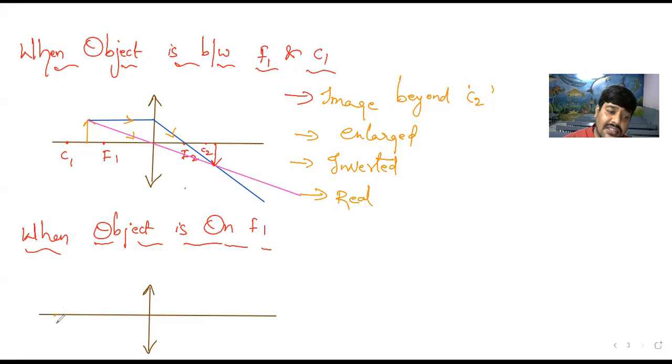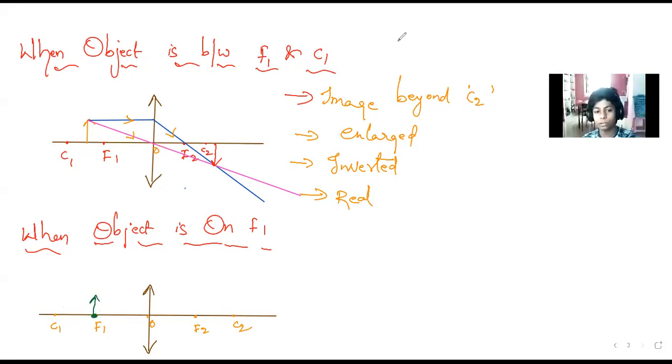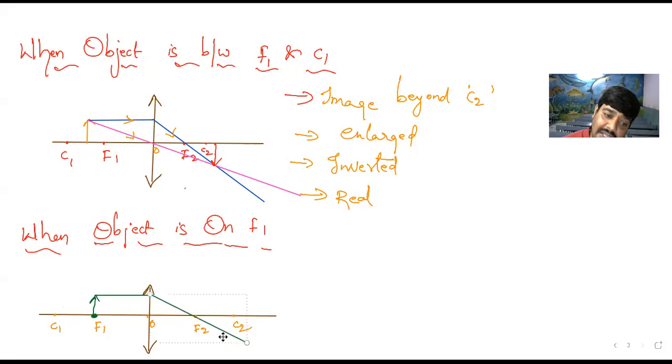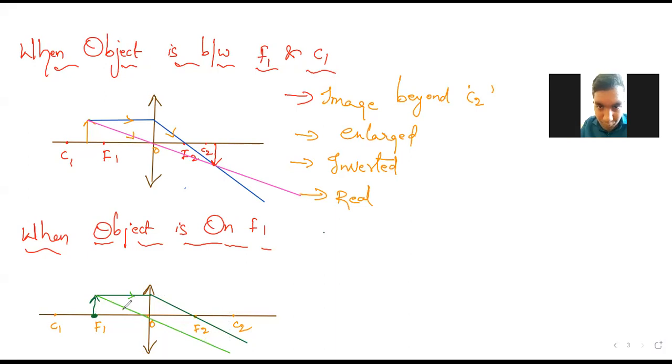Where is the object? Here we have C1, F1, optic center, F2, and C2. Now we need to place the object on F1. Now we need to draw the ray diagram. Any ray which is parallel to the principal axis after refracting passes through the focal point. Next ray, any ray which passes through the focal point like this. It looks like both the rays are parallel to each other. Yes, that means both the rays are parallel to each other.